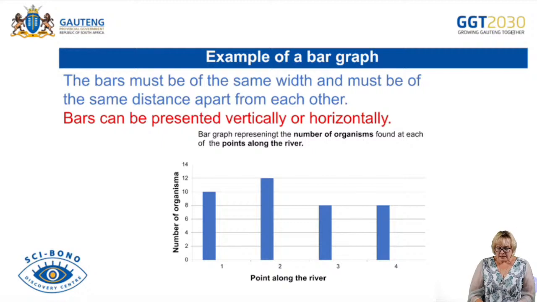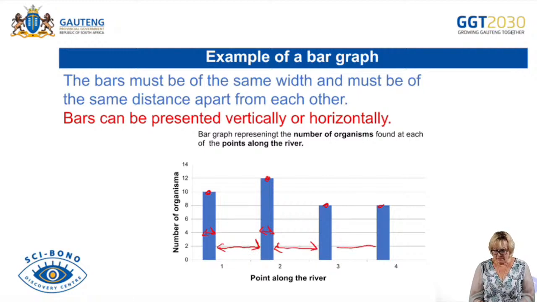As you can see here, that's a bar, that's a bar, there's another one there. The width is exactly the same. And then the distance between them, from here to there, is exactly the same.